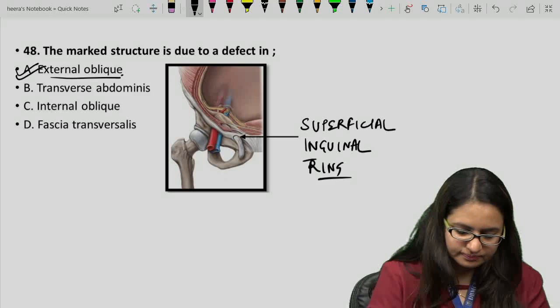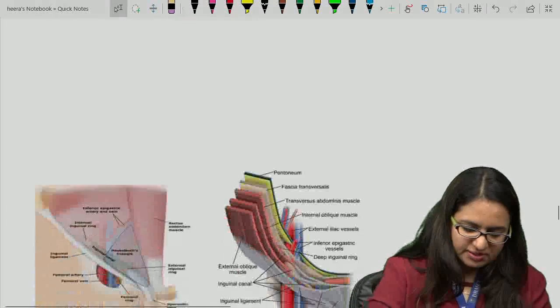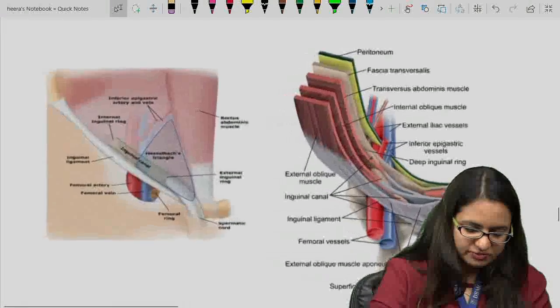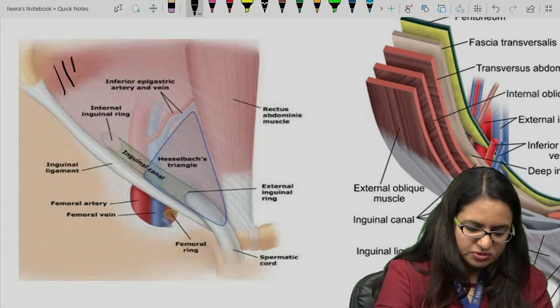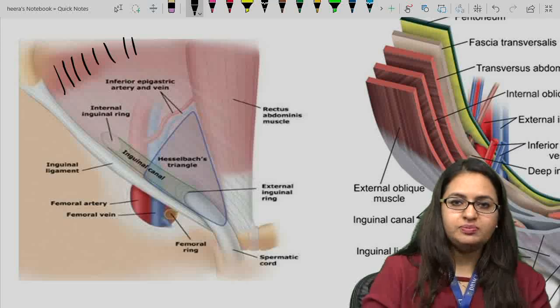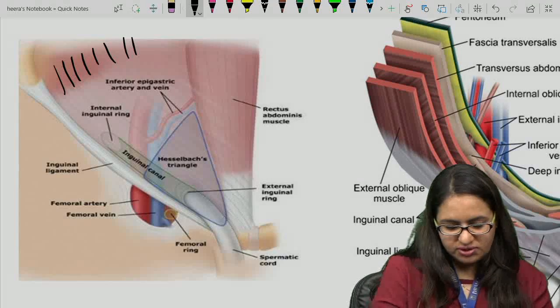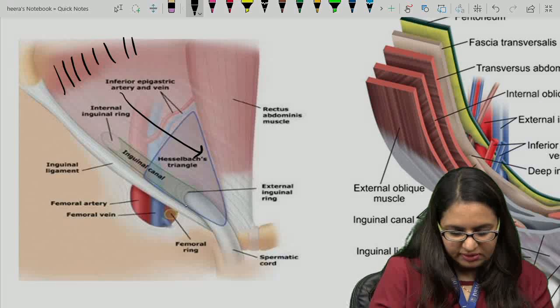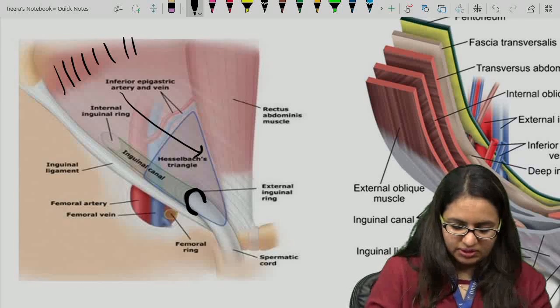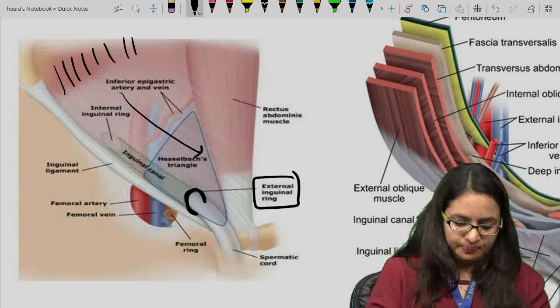Now, if you visualize this picture again, the muscle which is present over here, the external oblique muscle, as it is coming towards the medial side, it becomes aponeurotic, and a gap is created just above the pubic tubercle. This gap is known as the external or the superficial inguinal ring.